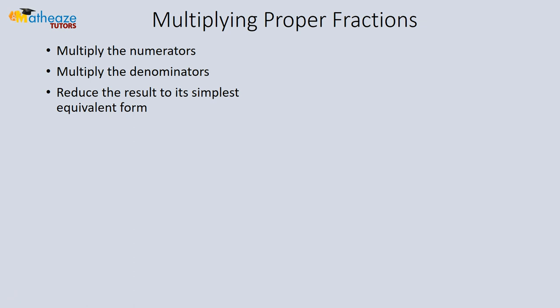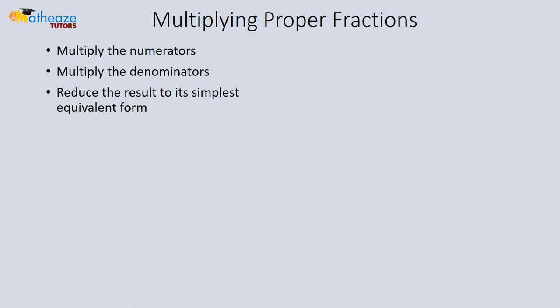We start with multiplying proper fractions. This is probably one of the most straightforward fraction operations you have to deal with. I'm going to show you two different ways of approaching it. We're going to multiply the numerators together, the denominators together, and then whatever we get, we're going to reduce to the simplest form. But I'm going to show you a different method after that.